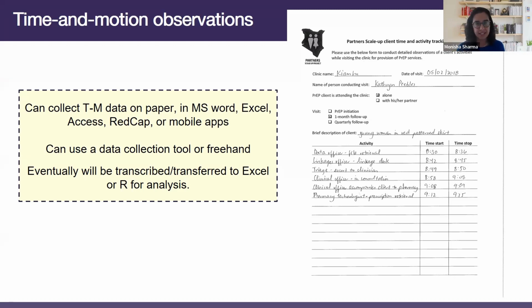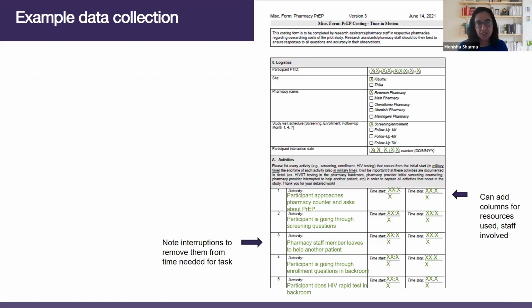Eventually, you'll want all of this data to be in either Excel or R, so you can get that mean and variation of time. So whatever makes the most sense, is the most discrete, is probably a good way to go. And this is another data collection tool. Here is another PrEP trial, and it's each activity of the participant approaching the pharmacy, trying to access PrEP. There's one activity which is an interruption where the pharmacy staff leaves to help another patient, so you can put that into the form as well.